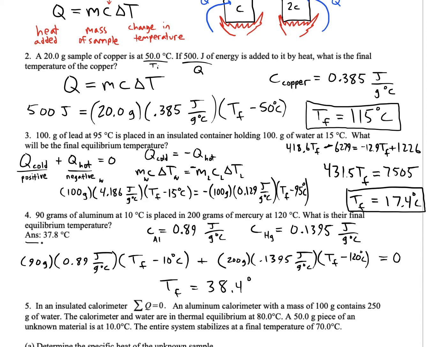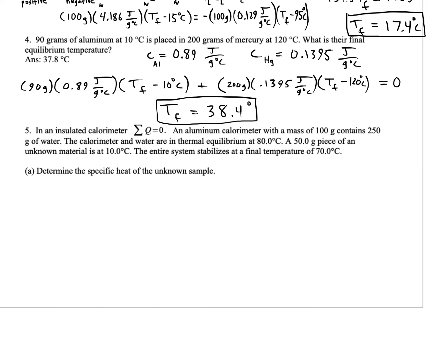So this answer over here had said perhaps 37.8. They may be using a slightly different value for the specific heats. So that's what would account for the difference. The last one is how it would often be done in a lab, where you include the calorimeter as part of your calculation. So it says, in an insulated calorimeter, we assume that the sum of the heat flows is going to be 0, so there's conservation of energy.